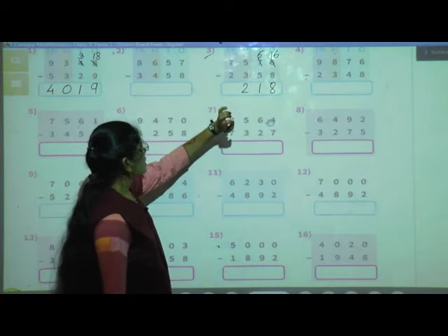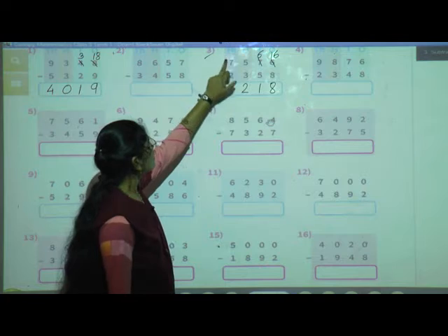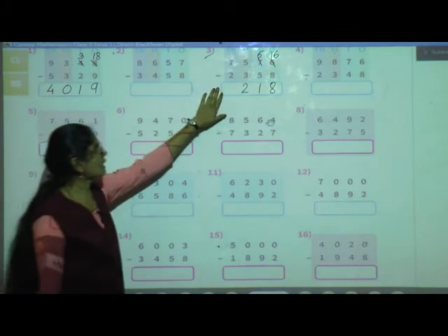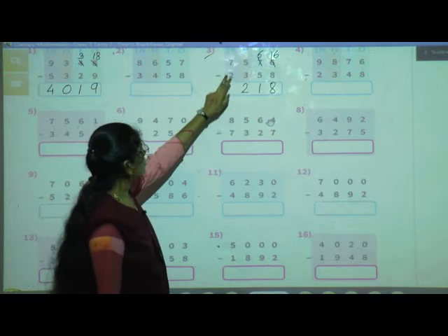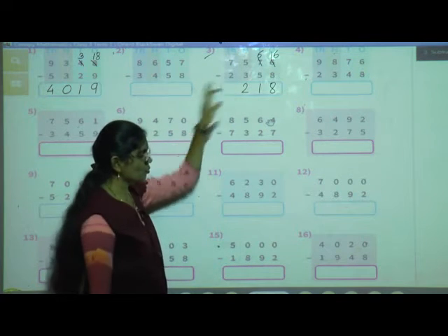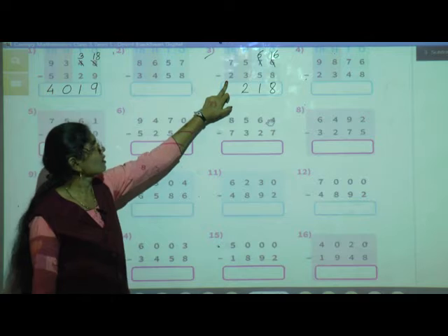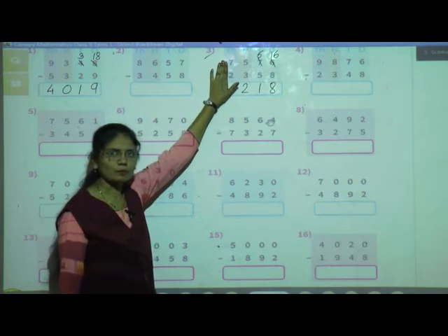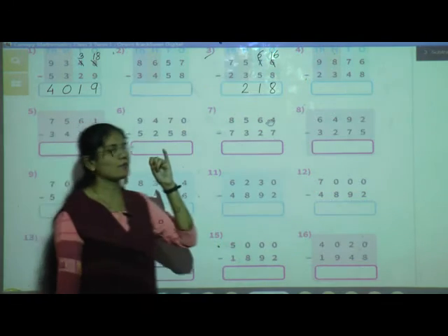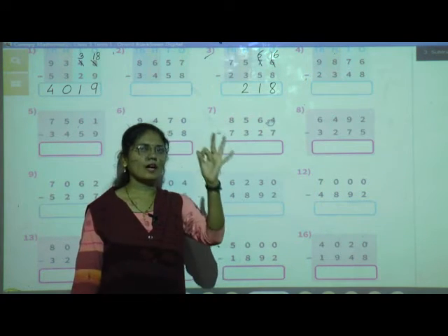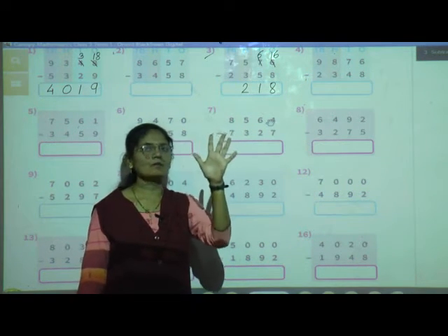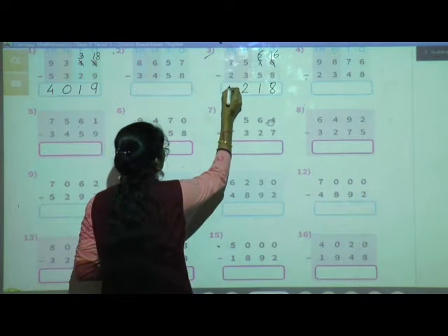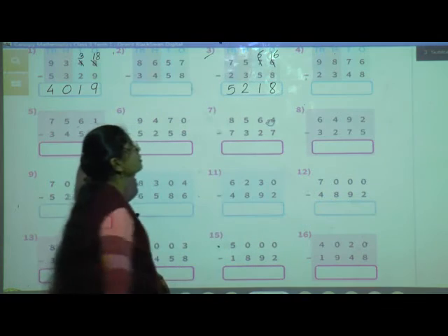See the thousands place. Here in the first number there are 7,000 and in the second number there are 2,000. So 7,000 minus 2,000. Now see, after 2 you have to count your fingers till 7. Okay. So count your fingers. After 2, 3, 4, 5, 6, 7. So 7 minus 2, 5. Okay. So 7,000 minus 2,000 is equal to 5,000.